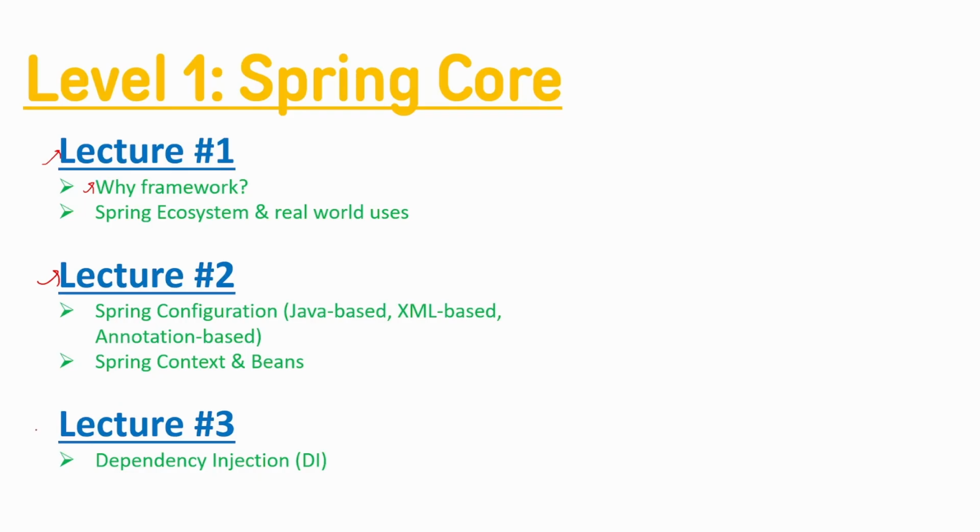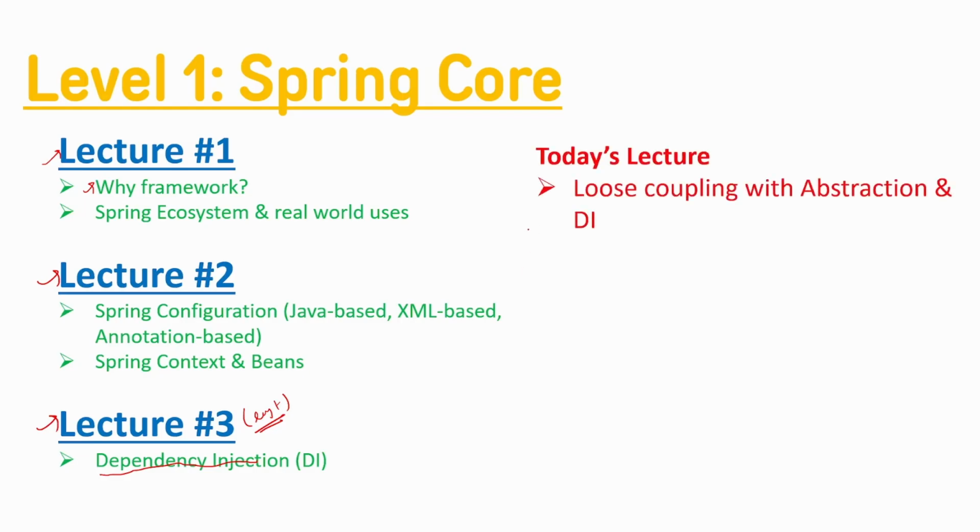And then in lecture 3, we learned about dependency injection. That is in the last video. In the last video, we learned what is meant by dependency, what is meant by dependency injection, and what are the different methods of dependency injection. So what are we going to learn in today's video? In today's video, we will learn what is abstraction, why there is a need of abstraction, and how we can do dependency injection with abstraction. So this is our today's agenda.